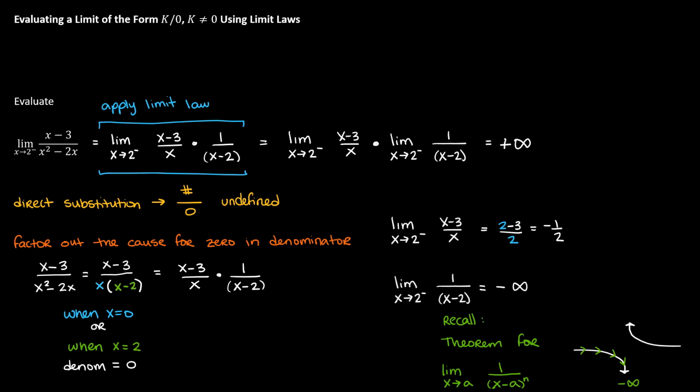So when you're evaluating limits that take this form, k over 0, you're going to factor out the problem in the denominator. Find the part that's causing the 0, factor that off, apply the theorem for that factor, and then apply the limit to the rest of it. You can do direct substitution for the remaining portion of the function, and then bring the two together. If it's negative and negative, then you know those two combine to be positive. If it's one negative with one positive, that would stay negative. But you're going to evaluate the limits separately and then bring the product back together.